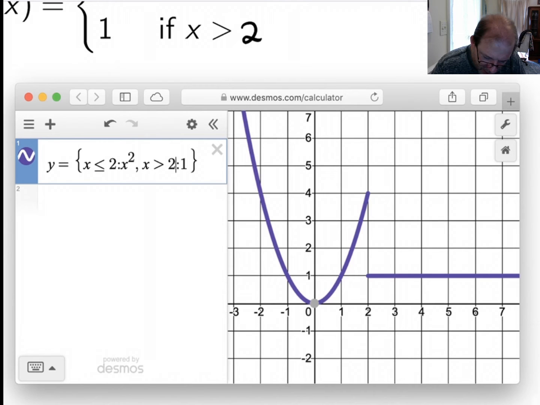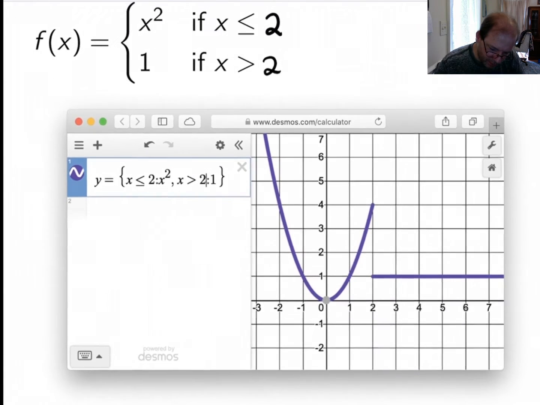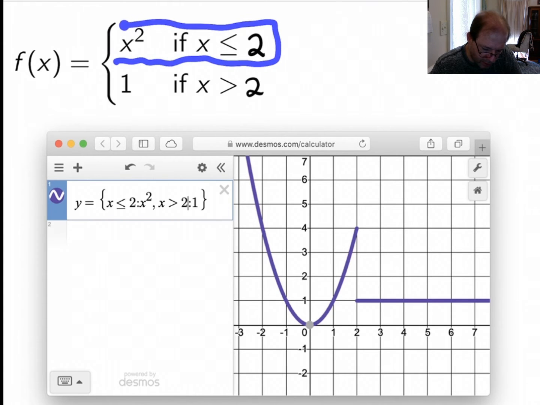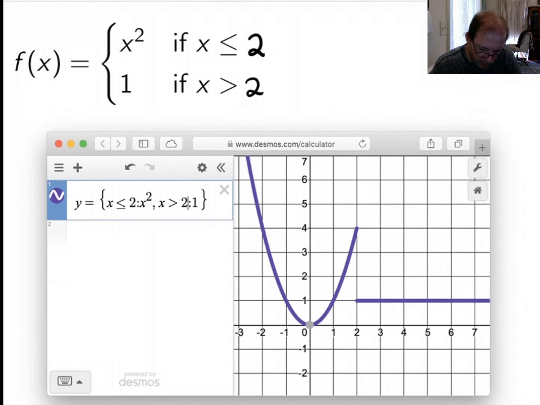But the question is, what happens right here when x is equal to 2? According to this, when x is equal to 2, the function should be the parabola. So technically, this should show that this point is included on the parabola and not included down here.